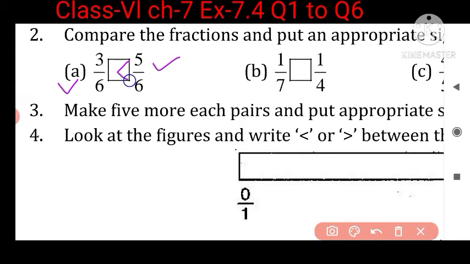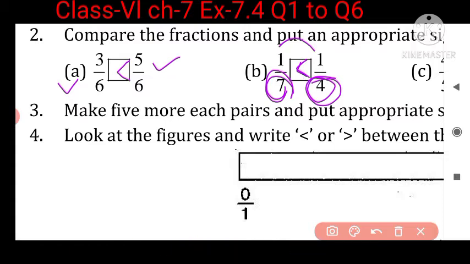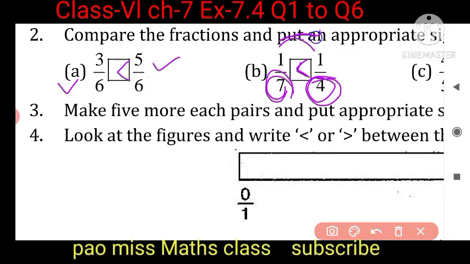Now the second one: you can see here the numerators are not same, sorry, the denominators are not same. If denominators are not same, that means they are unlike terms. In case of unlike terms, if the numerator is equal, then the smaller denominator will be greater than the bigger denominator. So here 1 upon 4 will be greater. Keep this in mind: if they are unlike terms and the numerators are equal, then the smaller denominator will be the greater fraction.